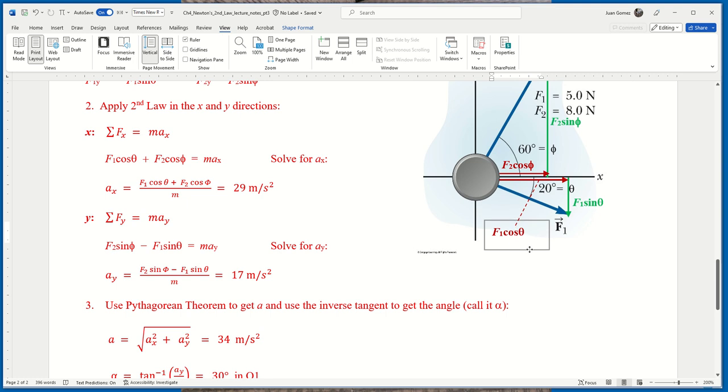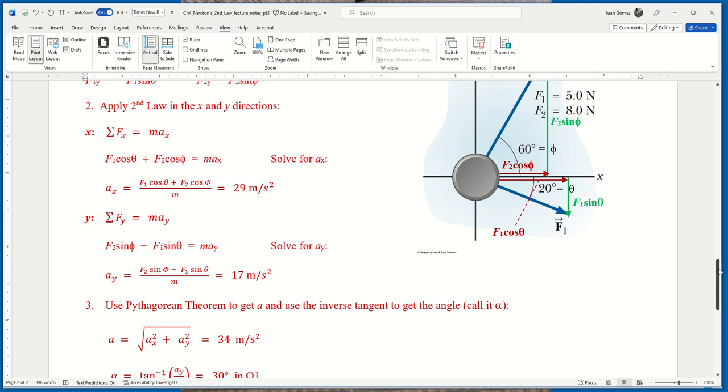Remember, when you're using the reference angle, in general, y is a sine theta, x is a cosine theta. In this case, the hypotenuse is F1. So the y component is F1 sine theta. The x component, this red vector right here, the longer one, that's F1 cosine theta. Just note to self, F1 sine theta is negative.